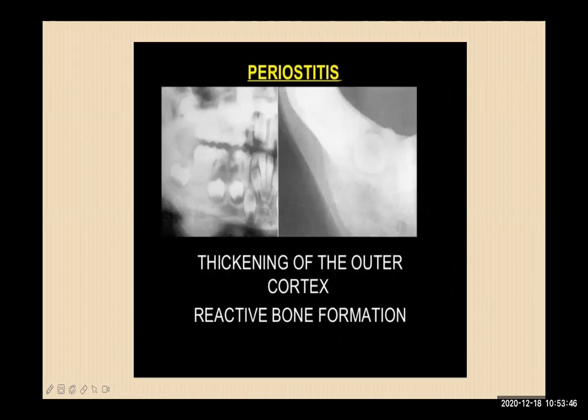The important picture which may be asked in your different exams is this mandible. This is reactive bone formation in the mandible, a typical Garre's sclerosing osteomyelitis. So with this, I have concluded the discussion on subacute and chronic osteomyelitis.